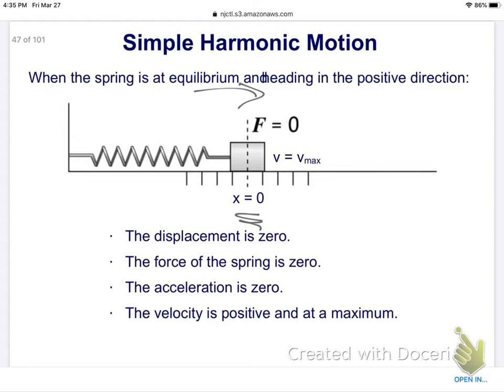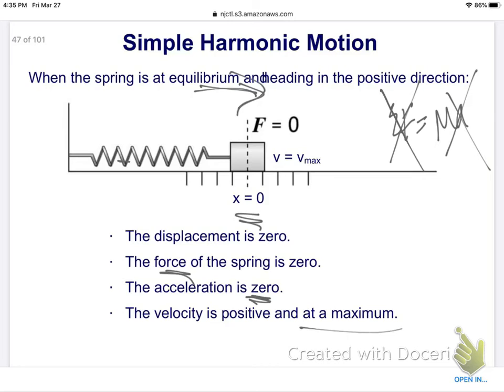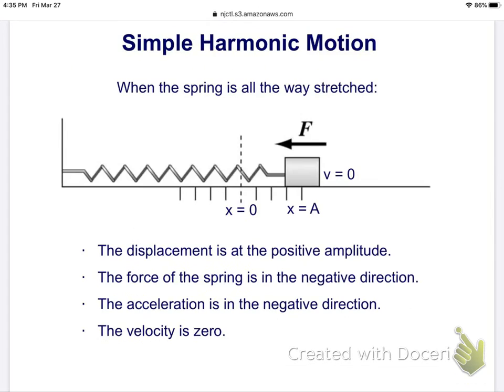The force on the spring is 0, right? And why is the force 0? Well, think about it. We're not compressing the spring any longer, and we haven't yet stretched the spring. It's sort of in that neutral position, so there's no force on it. And going back to Newton's second law, F equals ma, if there's no force, there's no acceleration. Acceleration is 0. The velocity is positive because we're going to the right and is at a maximum, right? It's as fast as it's going to get when we're at the equilibrium point.